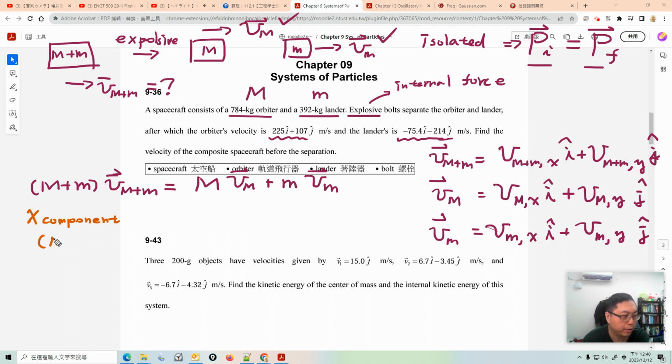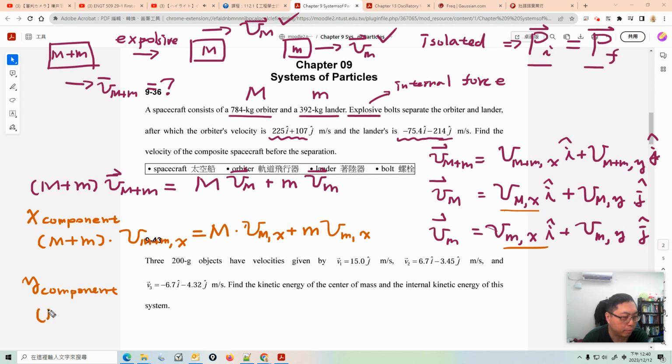The x component of (M plus m) times v equals capital M times v. Okay, be careful. We now only do the x component, because that's the feature of vector calculation. You will do component by component. So x component equals x component. The x component is capital M times v_Mx plus small m times v_mx. Okay, that's the x component, and then we do the y component.